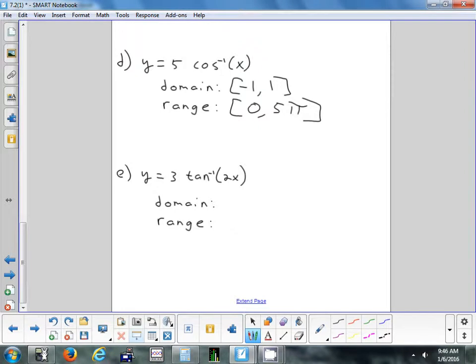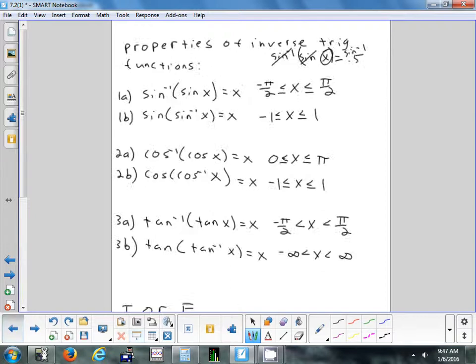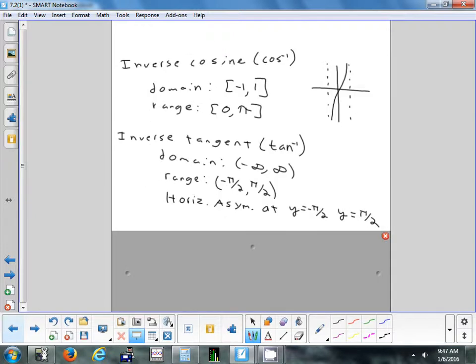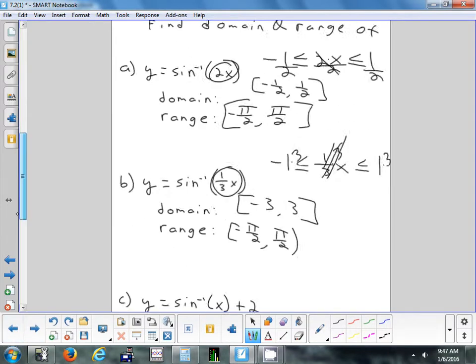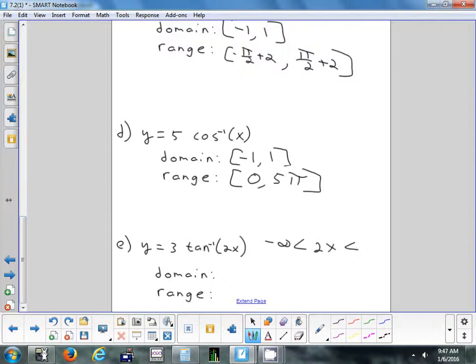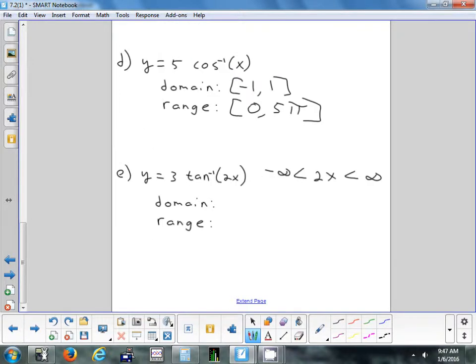Let's start with the number that's affecting the domain. Which number affects the domain there? The 3 or the 2? The 2. So we put the domain in the middle, and we put the original domain on the left and on the right. So we got negative infinity to infinity. Divide by 2. Would it still be an infinity though? It's still negative infinity to infinity. You can never change the domain of inverse tangent. No matter what you do, it always stays the same.